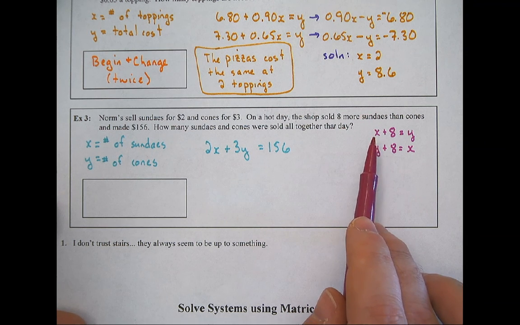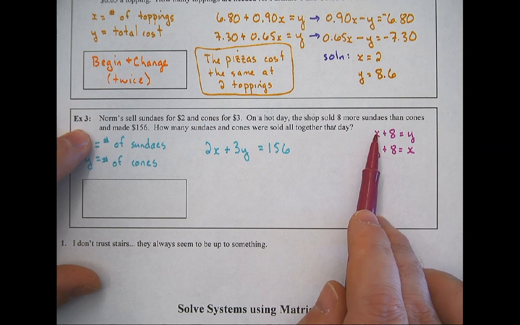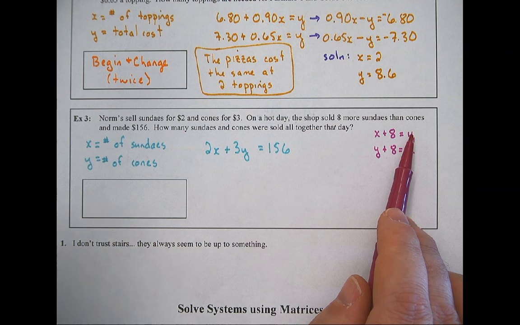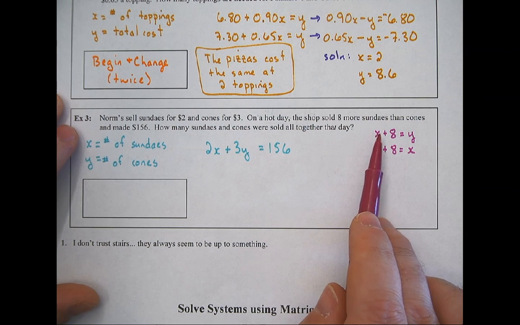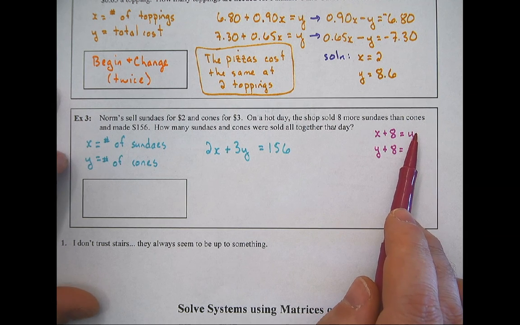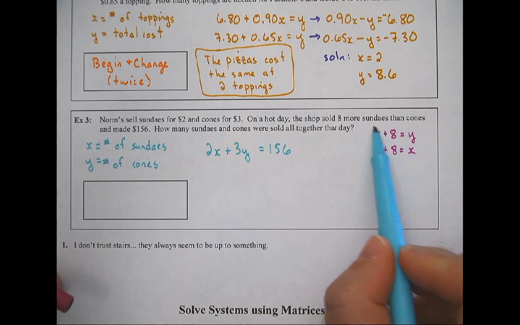So if I look at this equation, this would say X is sundaes. Sundaes plus 8 more would add up to the number of cones. No, that doesn't work because sundaes is supposed to be the bigger number. If you take a bigger number and add 8, you would get an even bigger number. So this one is no good. I can cross this one out.